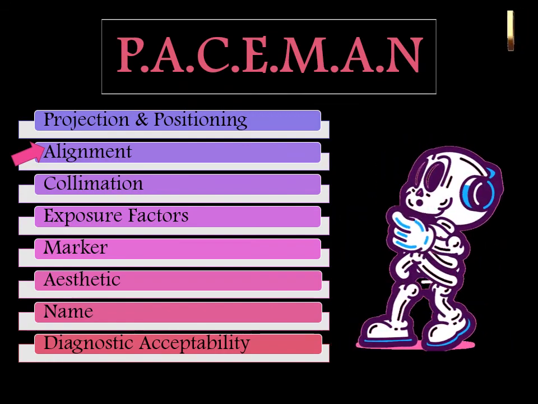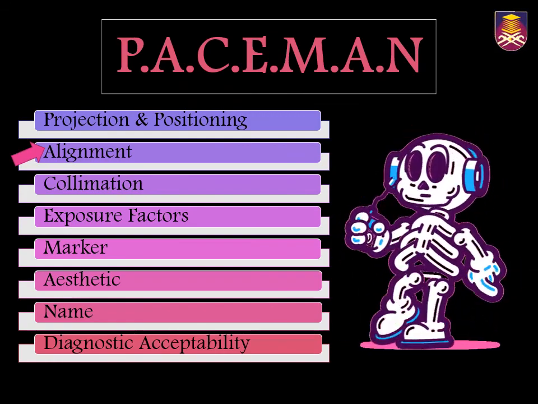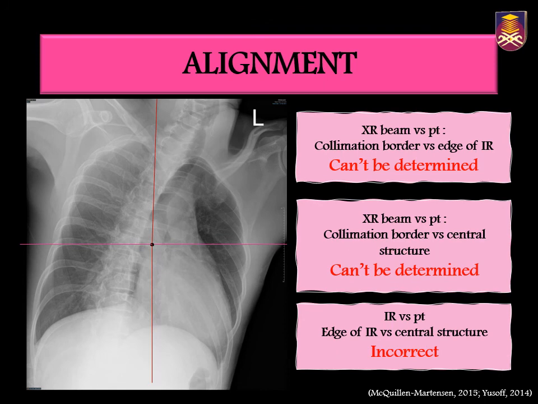Now let's talk about the alignment. There are three components to be discussed under the term of alignment. First is the alignment between the X-ray beam versus image receptor. Second is the alignment between the X-ray beam versus patient. Third is the alignment between image receptor versus patient.